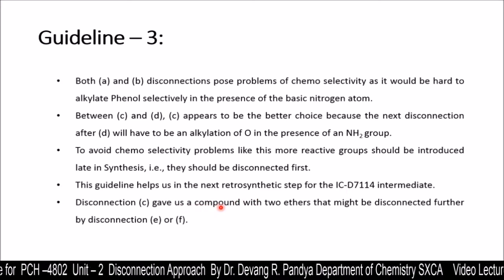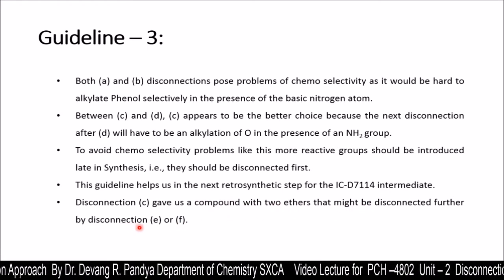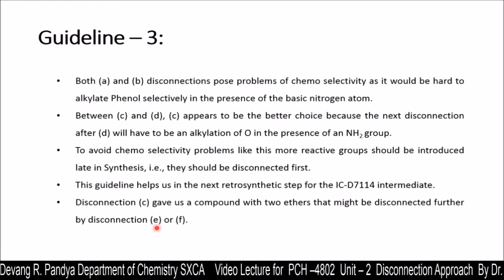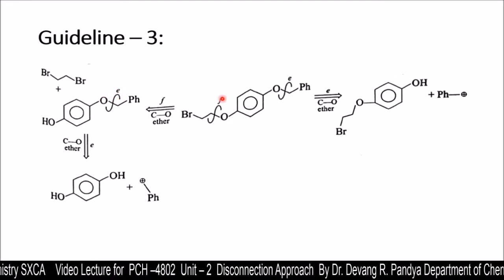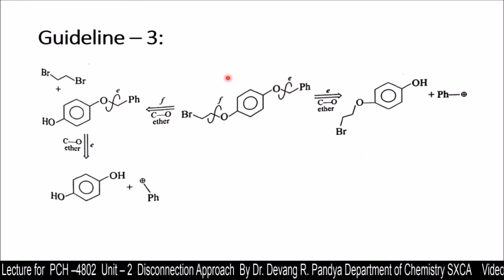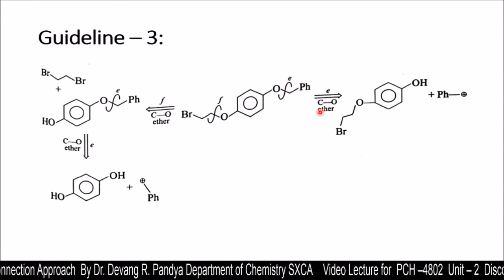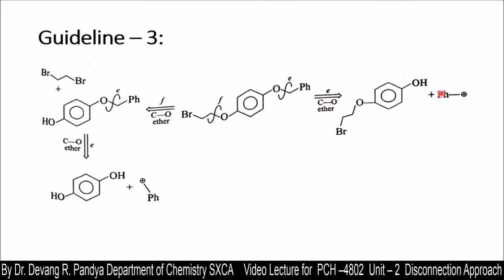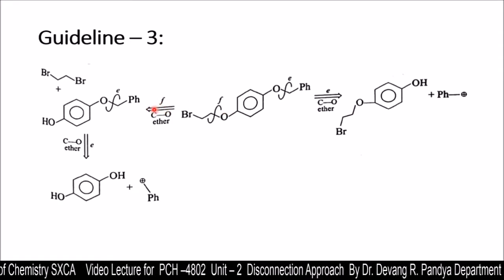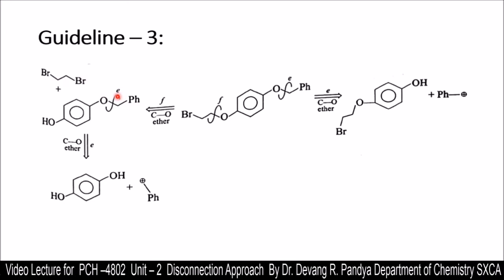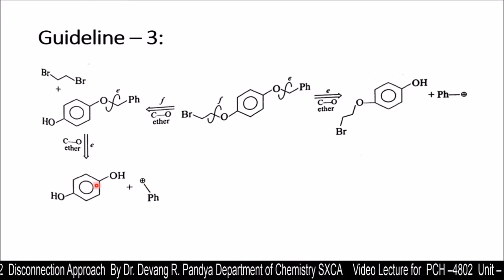Disconnection C gave us a compound with 2 ethers that might be disconnected further by disconnection of route E or F. So here you can see that this target molecule would be there. This is going to be E and this is going to be F. Through route E we are doing disconnection of the C-O ether linkage, and these two synthetic equivalents or synthons we are going to obtain, and by doing disconnection through F we are going to get these two. Then by doing E again, C-O disconnection, we are going to get these two fragments.